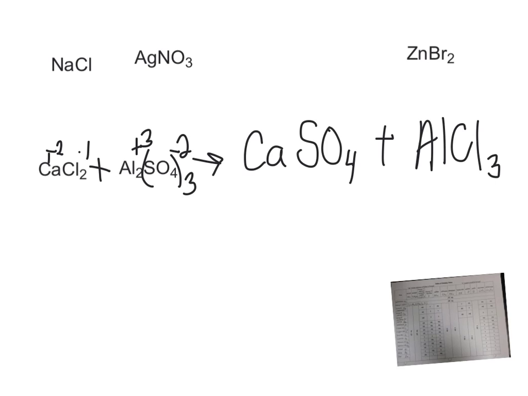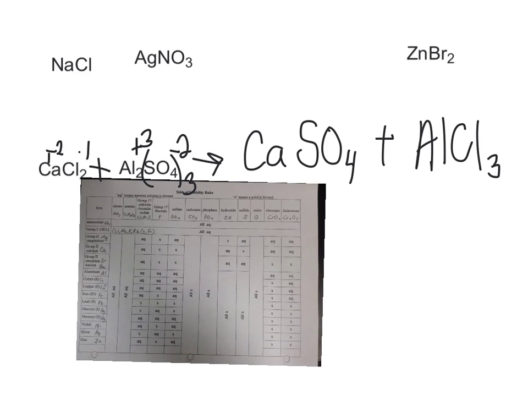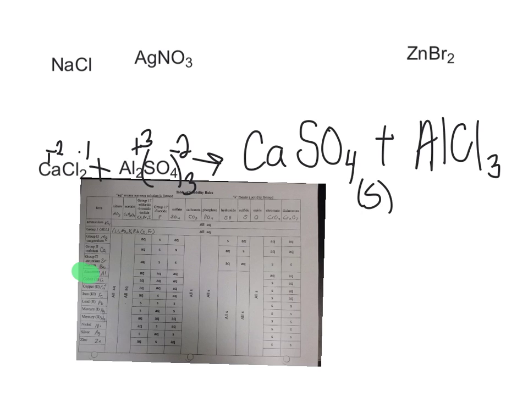Let's check and make sure that this reaction actually goes. So calcium sulfate is our first one. So calcium and sulfate. That is a solid, so we have a precipitate, which means we have a reaction. Let's check aluminum chloride. Here's aluminum, here's chlorine. That's our aqueous. So we've got a double replacement reaction here.